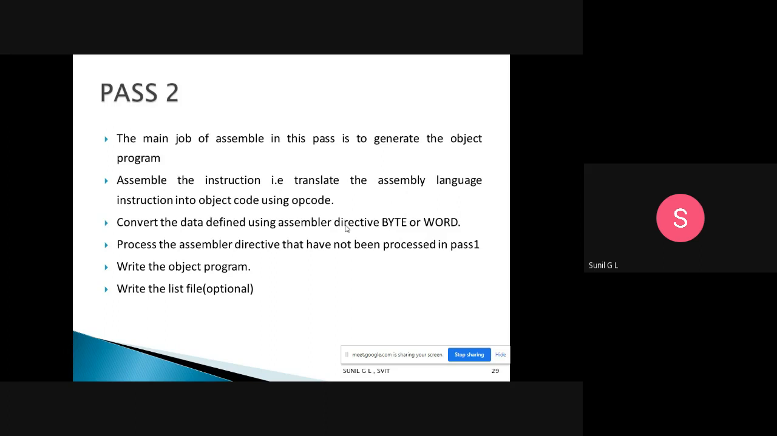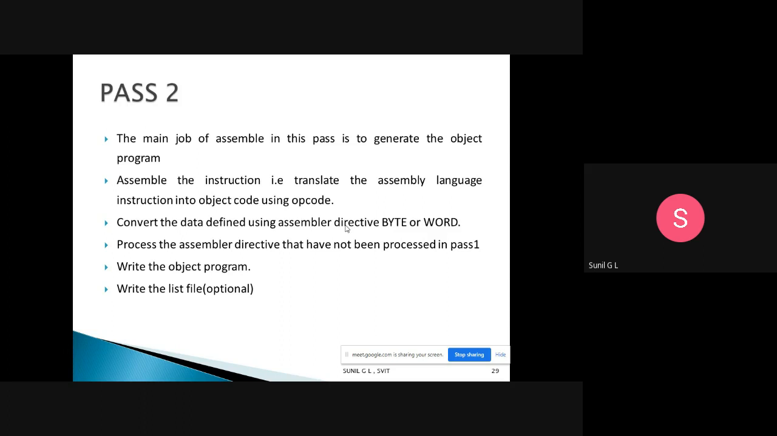So already in the optab, for each instruction we will have a corresponding opcode, that is object code. From that optab, it takes the corresponding opcode of that particular instruction. Then it converts the data defined using assembler directives, byte or word.